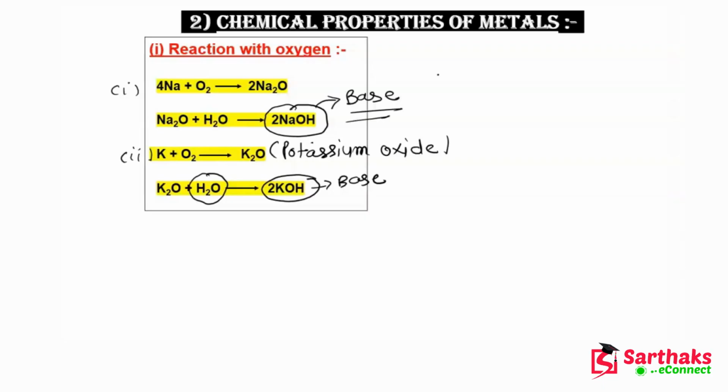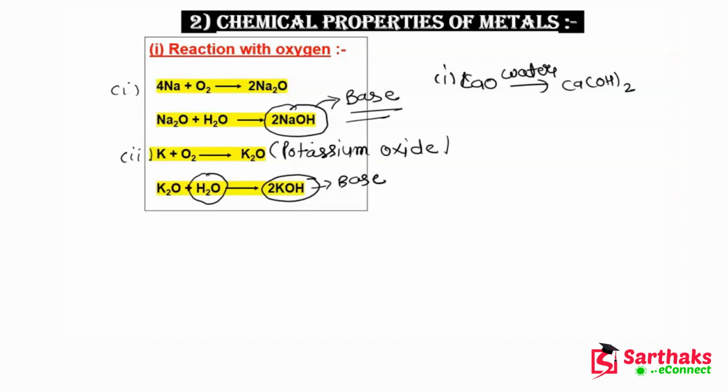We can also write some other examples. Let's suppose calcium oxide is reacting with water. When it reacts with water, it will form Ca(OH)2. This is a very famous reaction. When we were studying the acid, base and salt chapter, at that time we had seen this reaction. This is basically slaked lime, and this is lime.